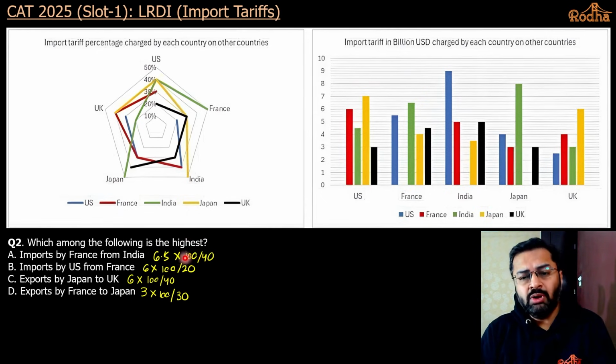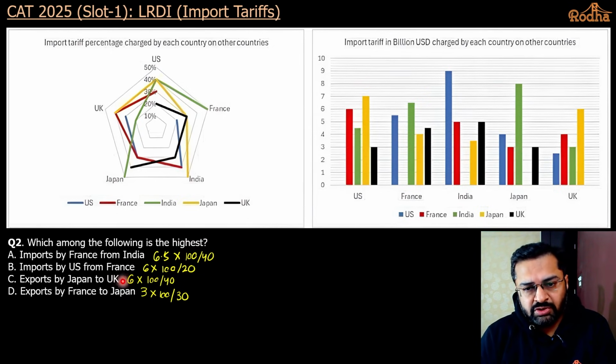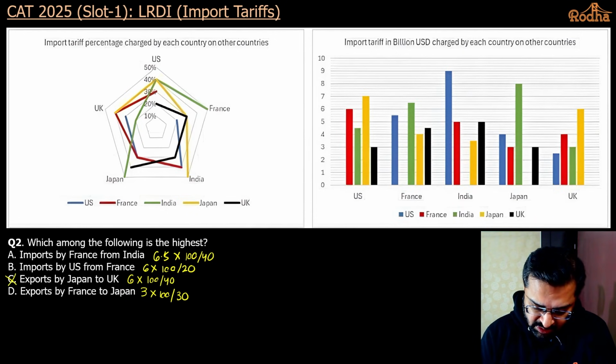Now, as I said, these are simple calculations, but you do not need to calculate. You just have to compare. So if you look at this value, for example, BC, 60 and 6 into 100, this is by 20, this is by 40, which is bigger? Obviously, this is bigger, much bigger, this is double. So this cannot be the answer, right?